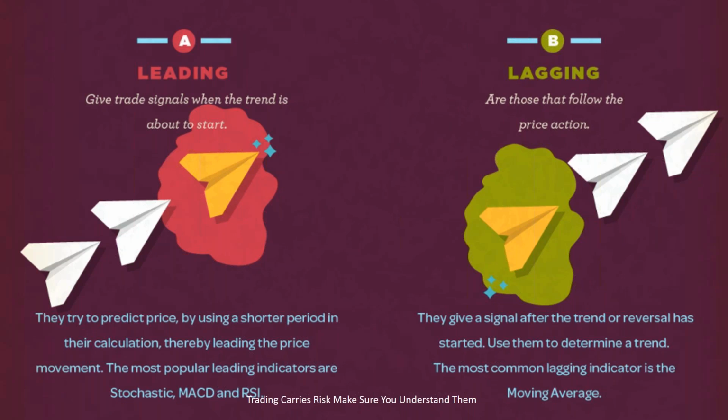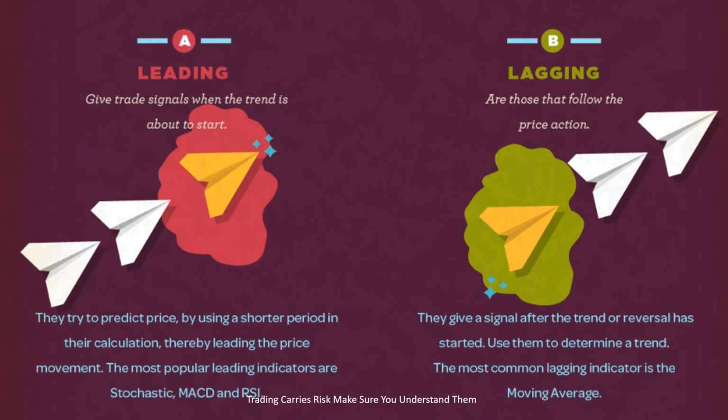So when they give that signal, it means the new trend has already begun. A leading indicator, by contrast, is telling you to get into the market because one is about to start. A lagging indicator you would use to determine a trend. The most common lagging indicator is the moving average, whereas leading indicators try to predict price by using a shorter period in their calculations, thereby leading the price movement. The most popular leading indicators are stochastics, MACD, and RSI.